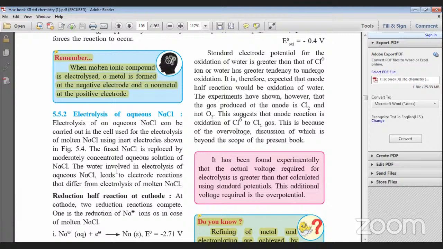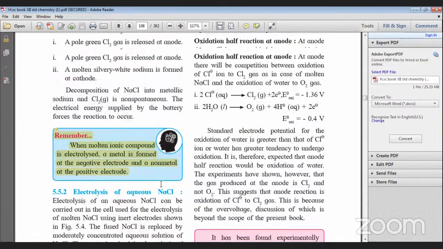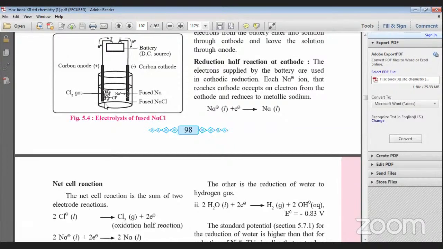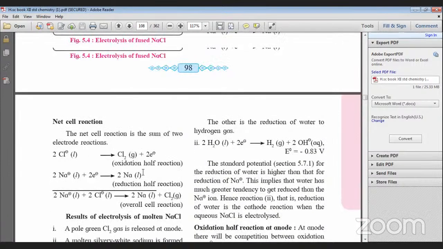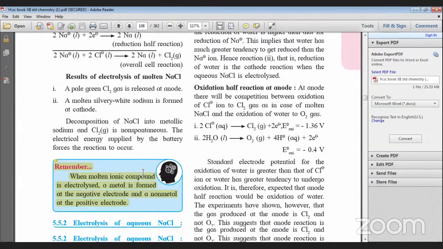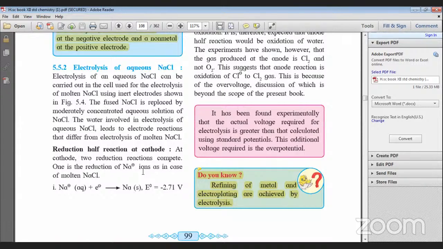The water involved in the electrolysis of aqueous NaCl leads to electrode reactions that differ from the electrolysis of molten NaCl. So here we have used water. Here we have not used water. Here it is the fused NaCl, molten NaCl, and here we have used NaCl which is dissolved in water. So as water is there, we will see a slightly different reaction than that of fused NaCl.